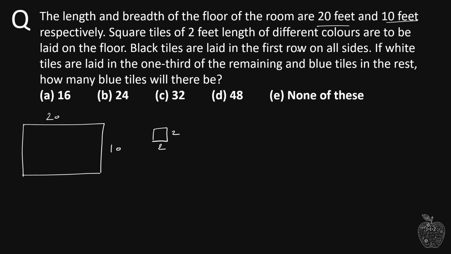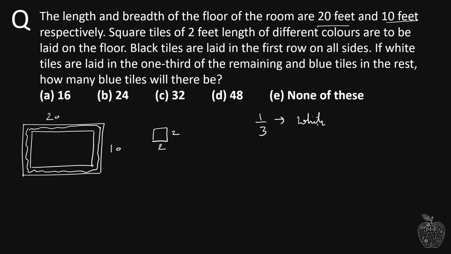Black tiles are laid in the first row on all sides. So this is the floor and on all four sides of the floor, the first row is of black tile. So this entire thing is of black tiles and this is the remaining floor now. Out of this remaining floor, white tiles are laid in 1/3 of the remaining. So this here is the remaining portion, right? And out of this remaining, 1/3 is white and blue tiles in the rest.